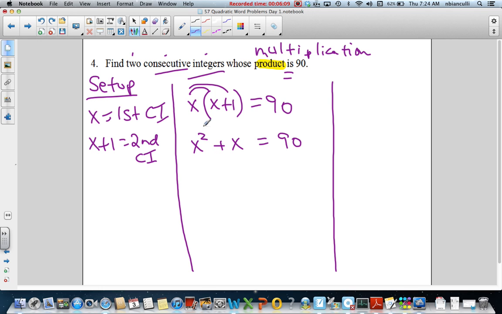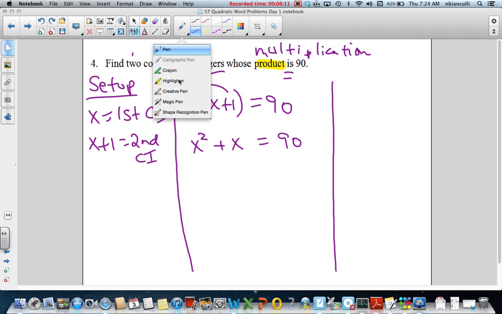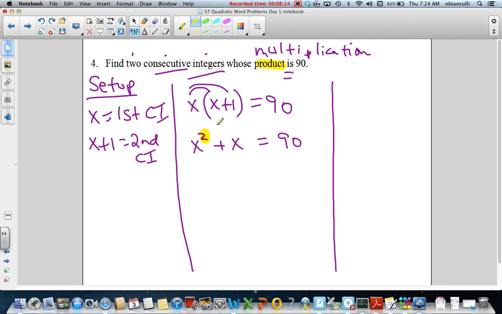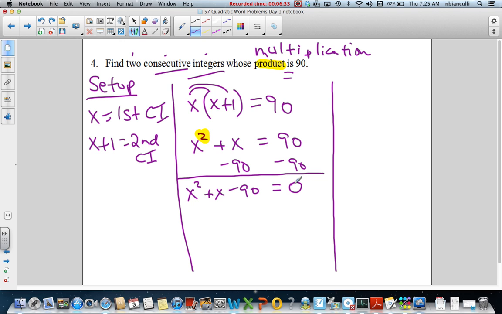Now notice this is a quadratic. It has a square term in it. So now I have to move everything else to that side. The 90 is not on its side. So I'm going to subtract 90 from both sides of the equation. And now we have x squared plus x minus 90 is equal to 0.